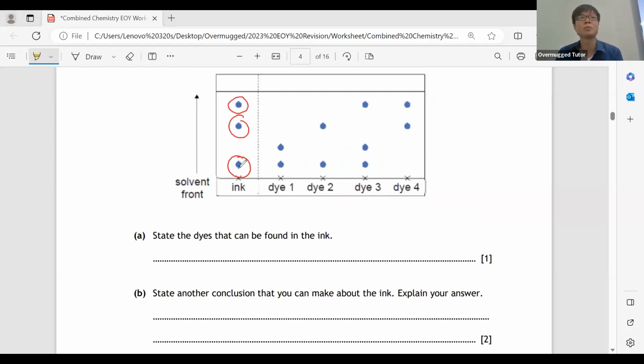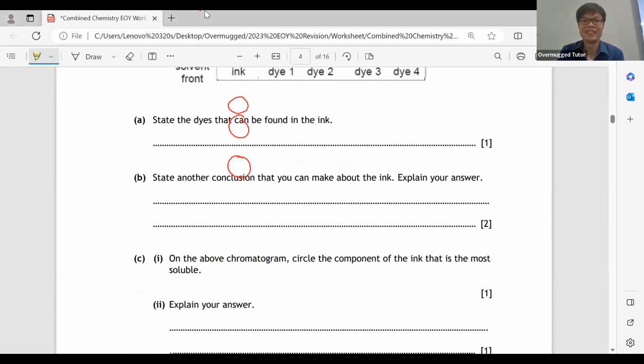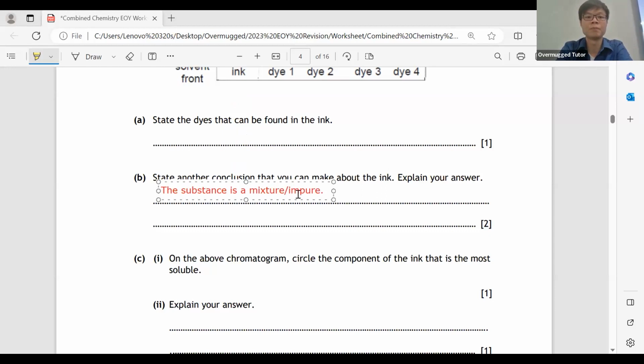What does multiple spots mean? The substance is? Yeah, I saw that word, impure. Okay. 2 possible answers here. The substance is a mixture or impure. Both accepted. Okay, how do you know?